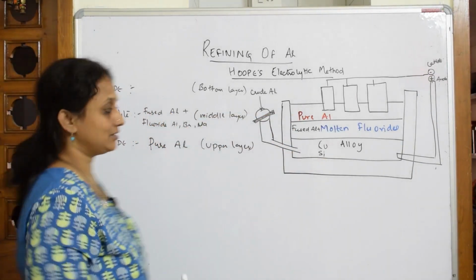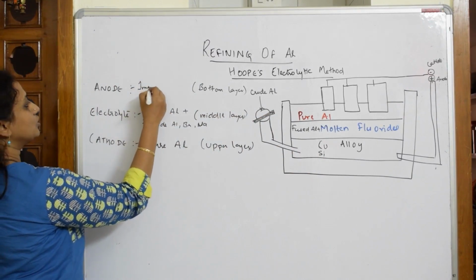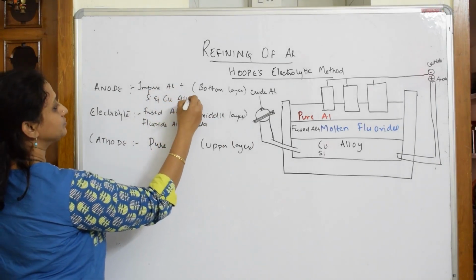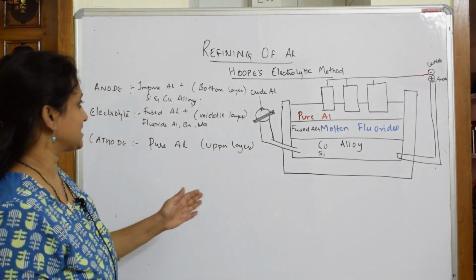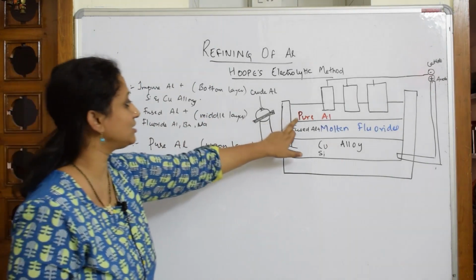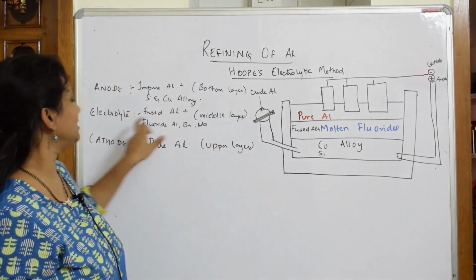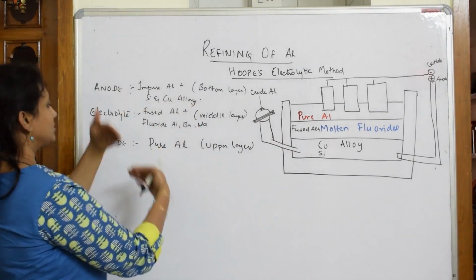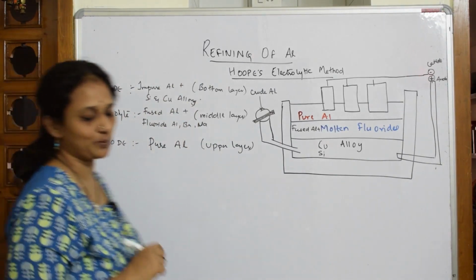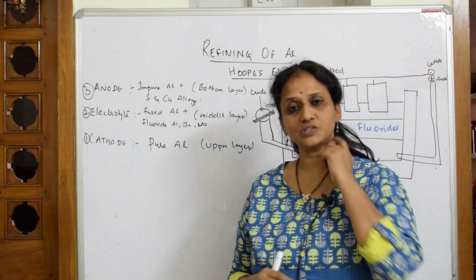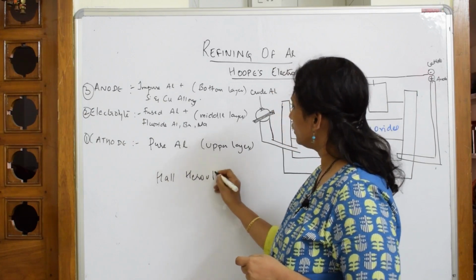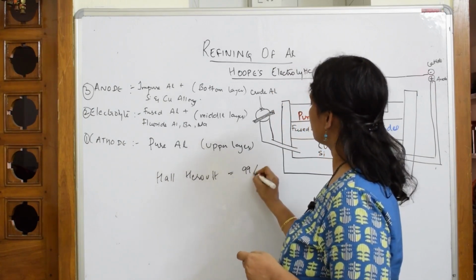When I come down to the last layer, you have 3 important things: impure aluminium metal, plus silicon and copper alloy. So once again, you have 3 layers. The first layer is the cathodic layer, the second layer is the electrolyte and the third layer is this. Don't get confused, I have written in the reverse order. This is 1, this is 2, this is 3. Please write it properly. Now we very well know that in the Hall-Heroult process, the amount of aluminium obtained is almost 99% pure.